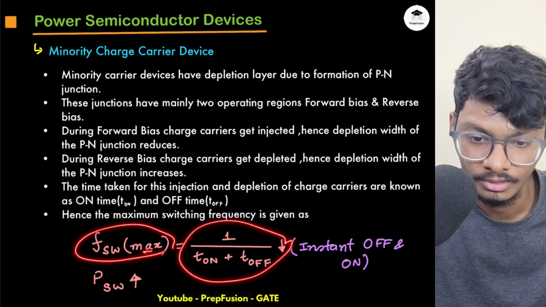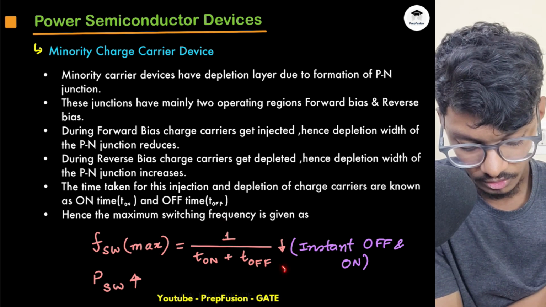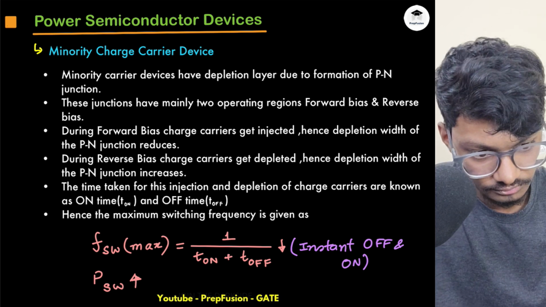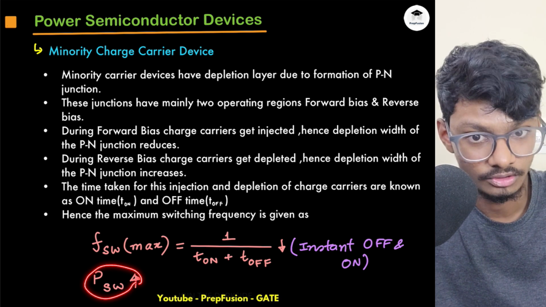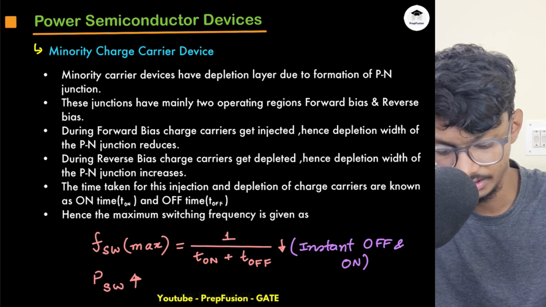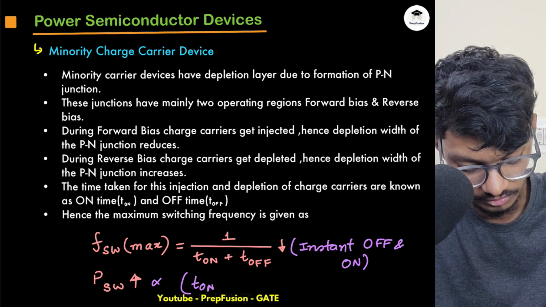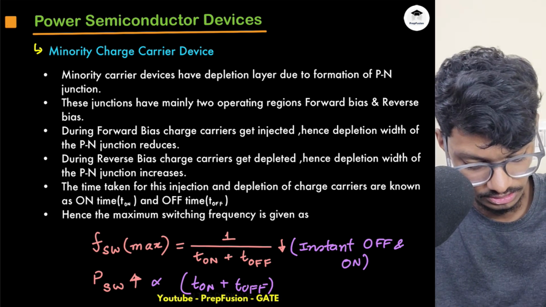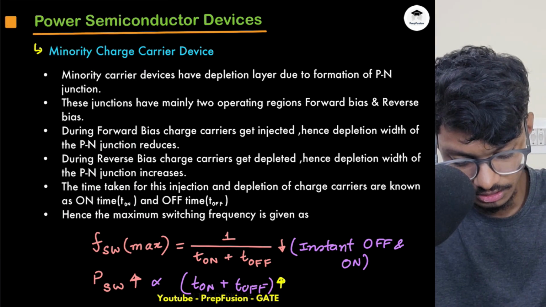So basically what is happening is our FSW is reducing. If you remember, our switching loss is reducing. Why is it reducing? Because our T on plus T off is increasing. Now if you remember correctly, our switching loss was proportional to T on plus T off. If you remember, in the previous lecture we derived all this. So as T on plus T off is increasing, this switching loss will also increase.